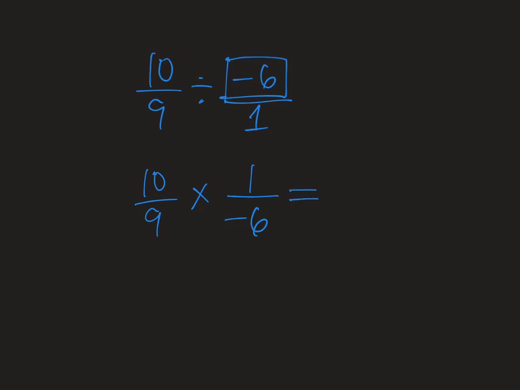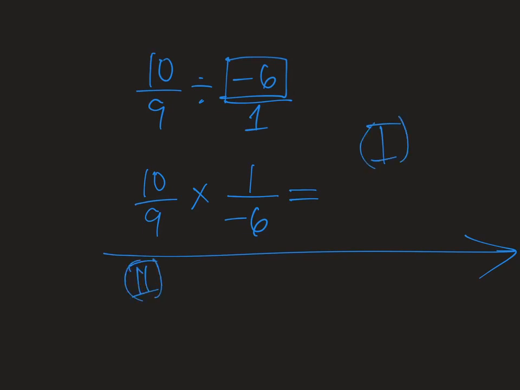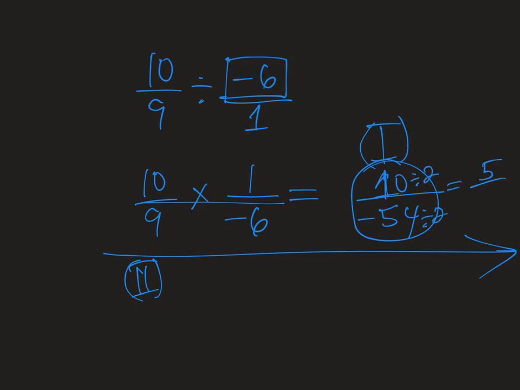Now you can go ahead and multiply across, right? So we're going to use two methods, method 1 here and method 2. Method 1 is where you multiply across. So you have 10 divided by a negative 54. So notice now you have to simplify this, right? So you can divide both sides by 2. So we have 5 over negative 27, or negative 5 over 27.